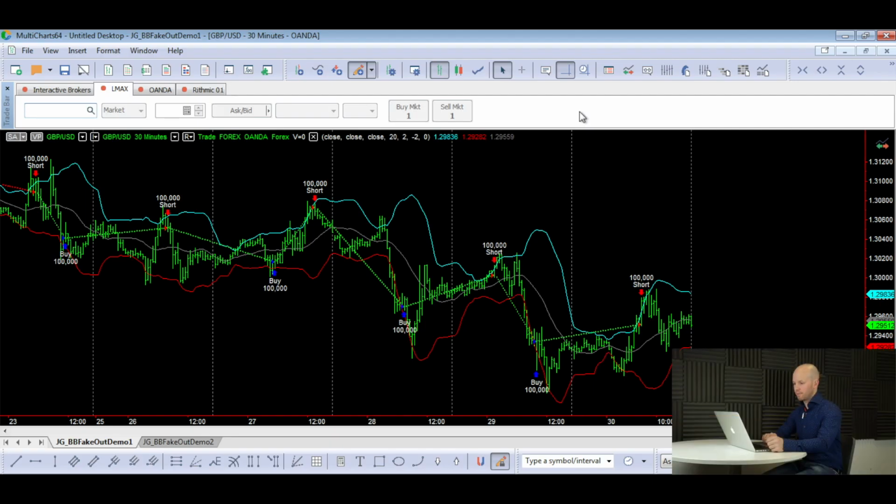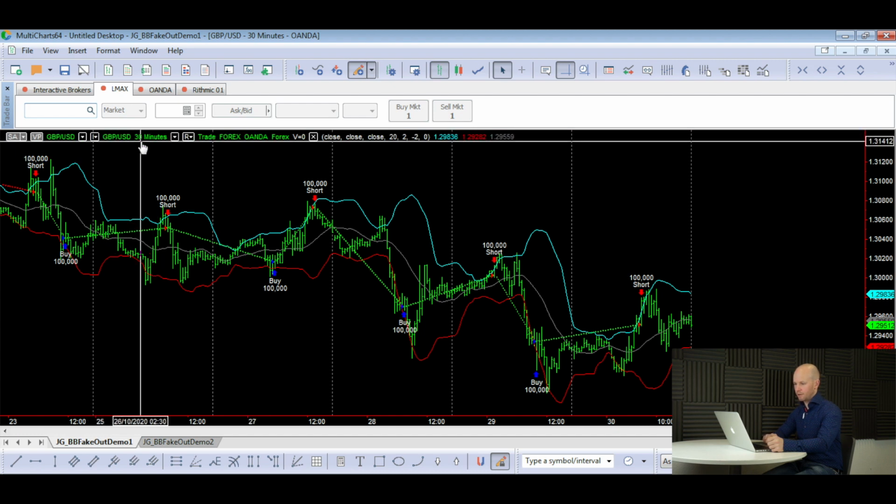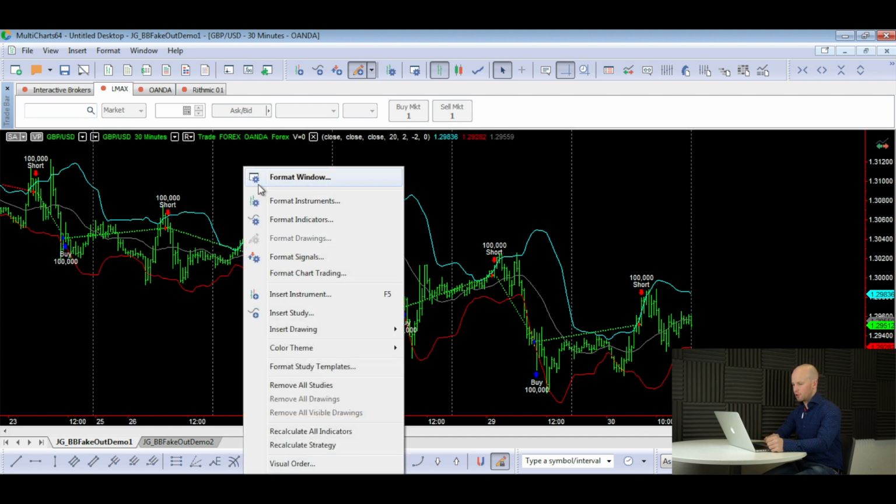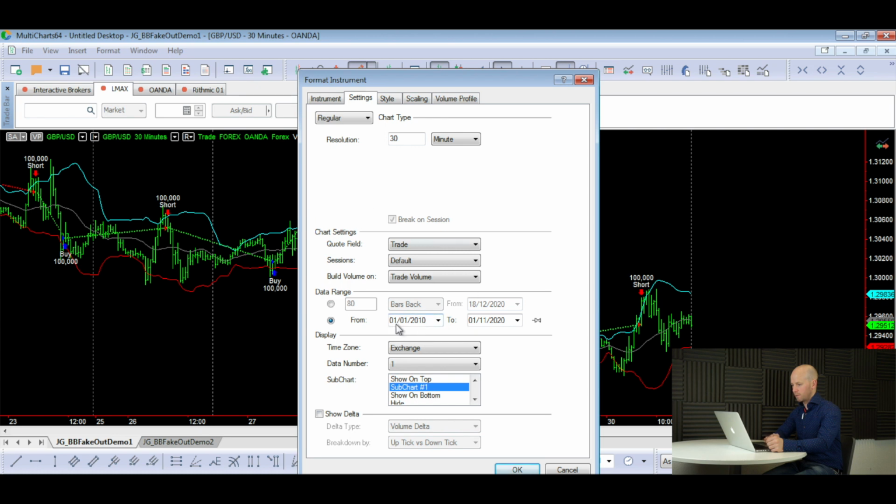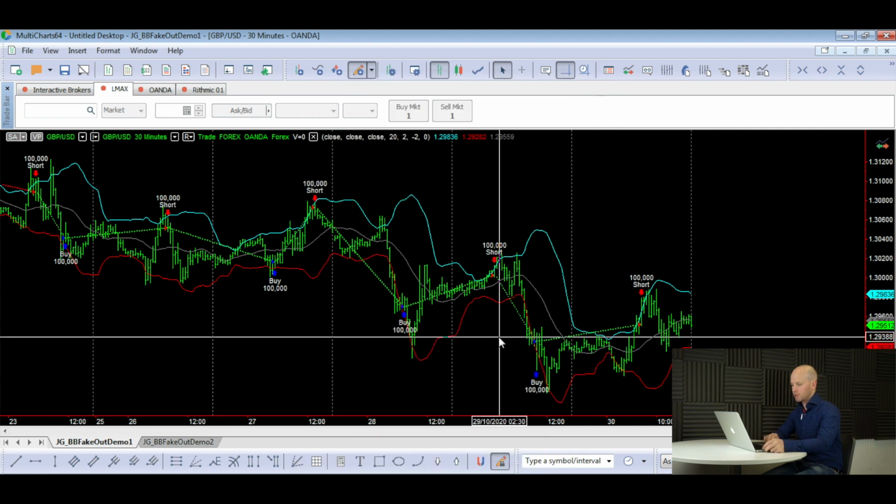This is the chart then. As you can see, it's pound dollar on a 30-minute chart. I'll just show you the date range. We're going from the 1st of the 1st 2010 through to the 1st of November 2020. So as you can see, a bit like on my whiteboard, but better drawn.